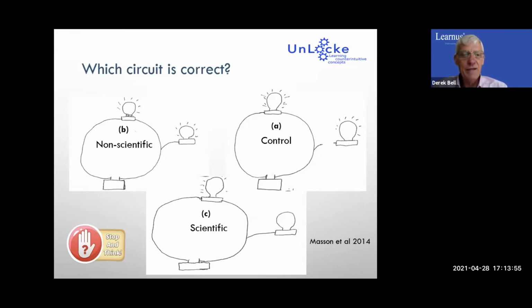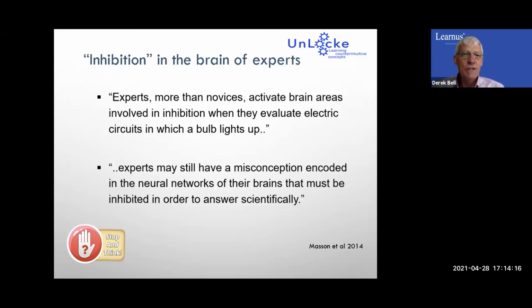And it is in fact the C, which is a scientific circuit, where the bulb on the right is not lit up because it's only connected by that one wire. So by giving tasks similar to this, the group actually compared experts against non-experts. And the interesting thing was that the experts activated brain areas involved in inhibition much more than the novices, which is sort of in itself counterintuitive.